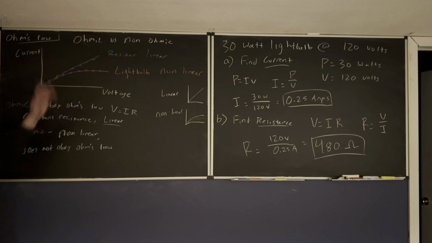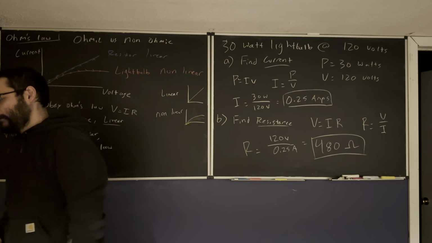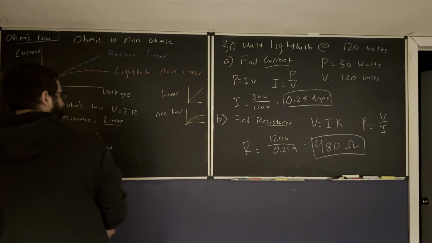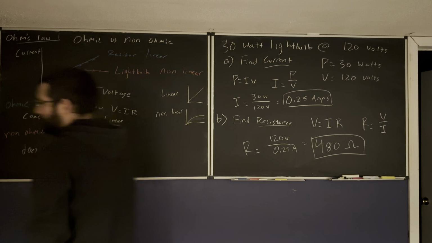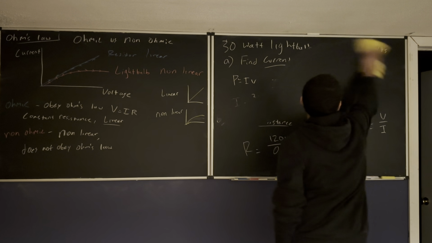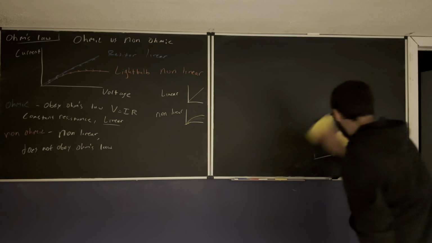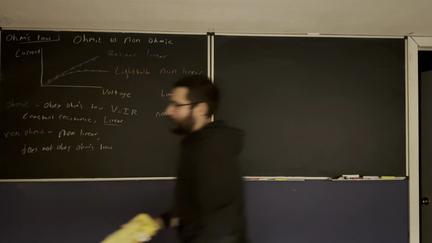That's the basic idea. The resistance changes. So just remember that experiment we did with the light bulb and the resistor, understanding ohmic versus non-ohmic. We'll talk about AC/DC, and then we'll get into circuits, and then I'll do an example with a complex resistor combination.